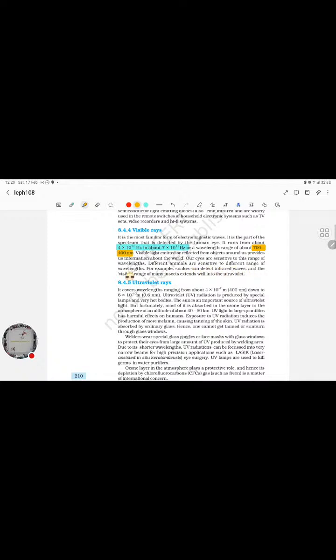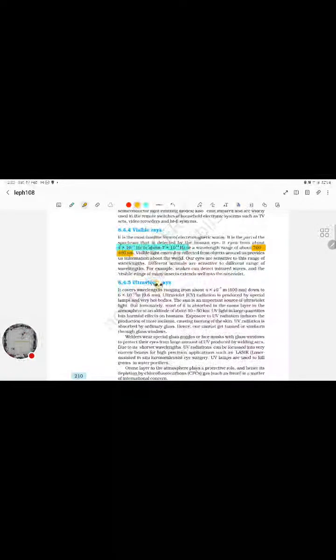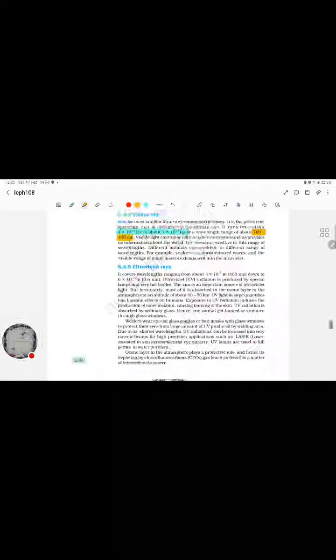Different animals are sensitive to different ranges of wavelengths. For example, snakes can detect infrared waves, and the visible range of many insects extends well into the UV.